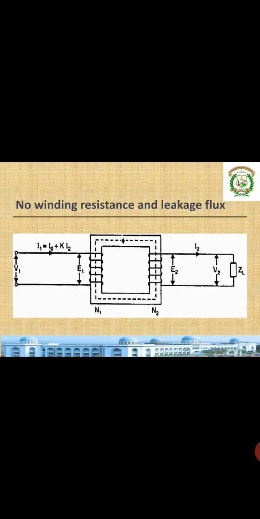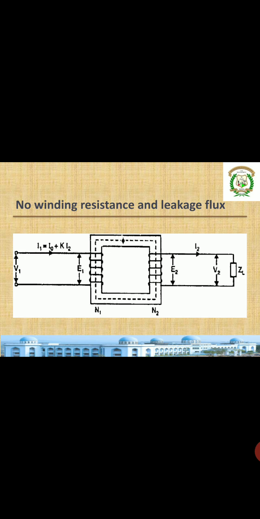You can see this is the symbolic representation where a load ZL is connected to the secondary. As we have assumed there is no winding resistance, we can take E2 the same as V2. See, in the primary side, the total current that flows is I1, which is equal to I0 plus KI2. What exactly are this KI2 and I0? I0 is nothing but the no load current.